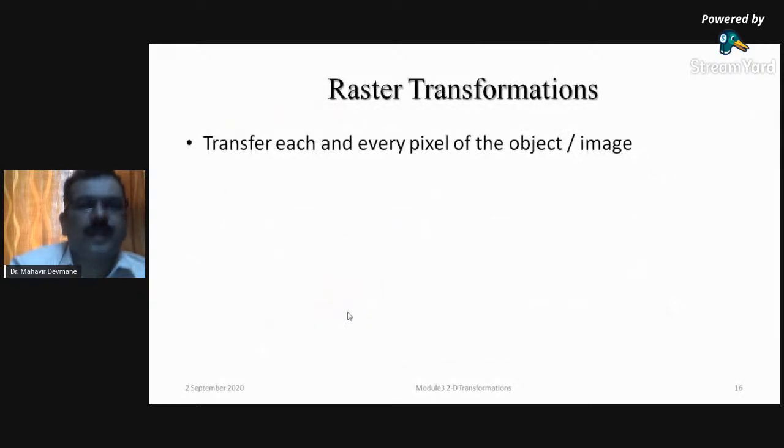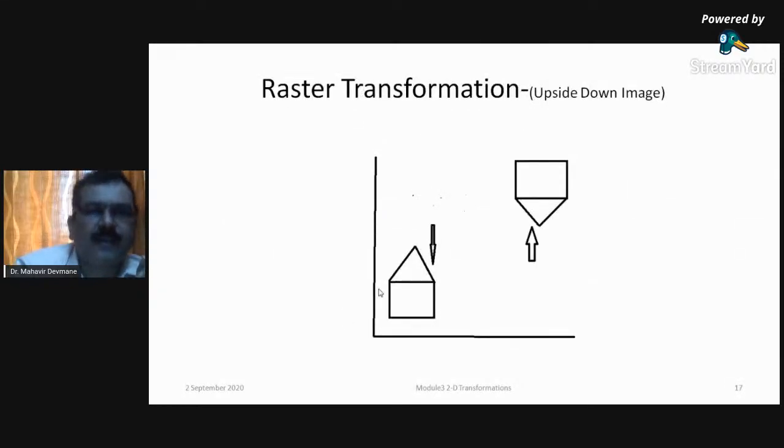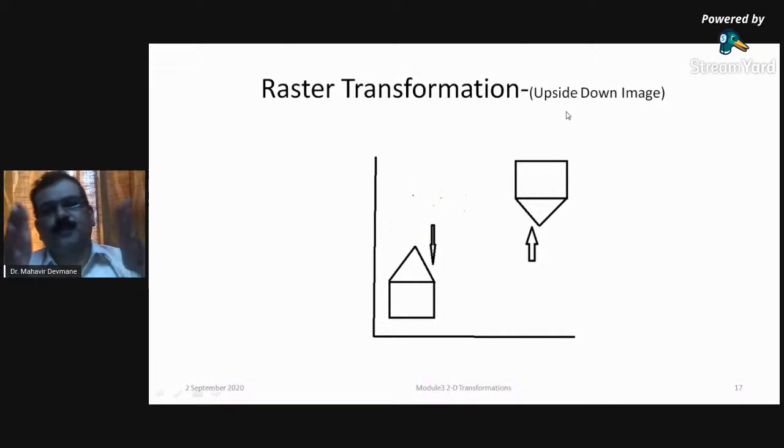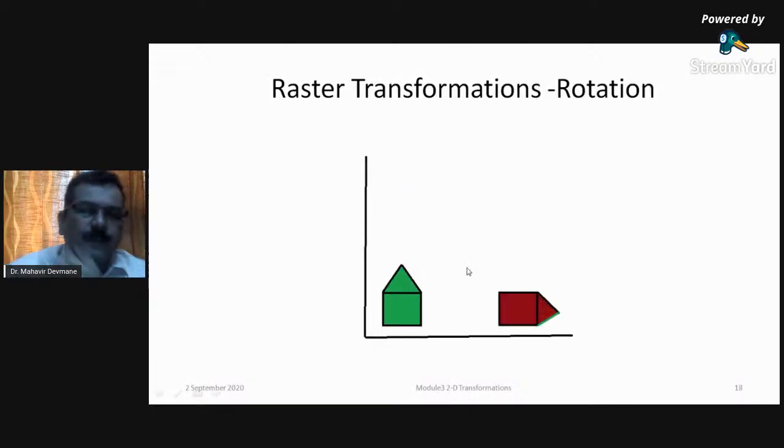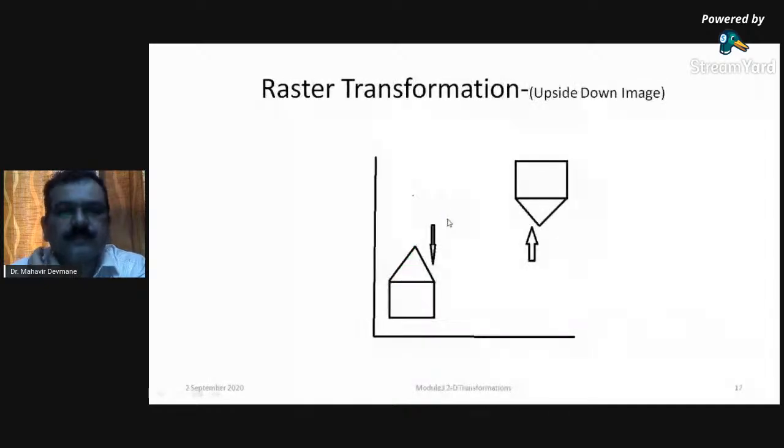Okay, so coming to the required slide. For example, we have to perform raster transformation, meaning taking the image upside down. This is a particular object and we have to draw this particular object upside down.